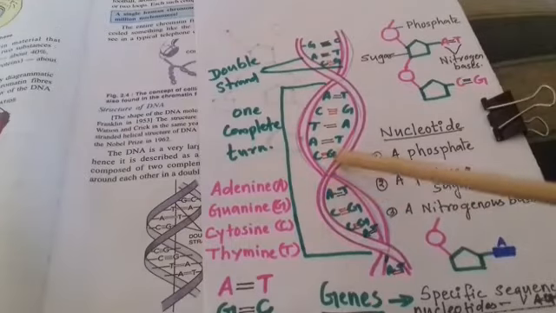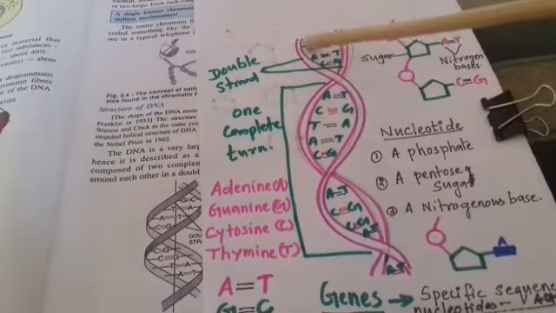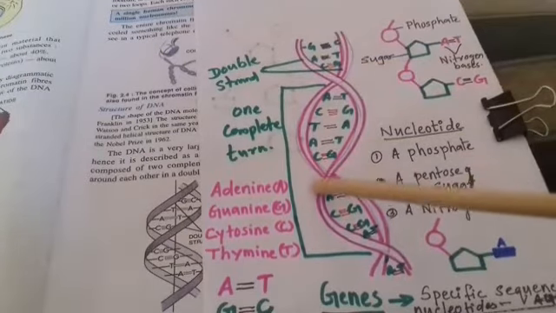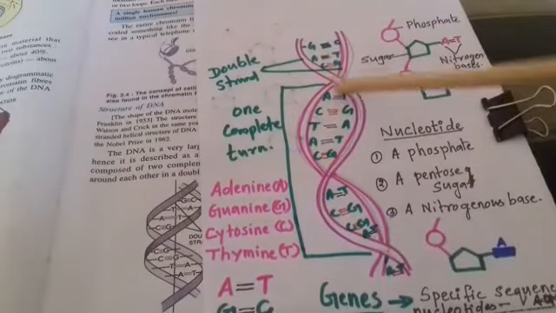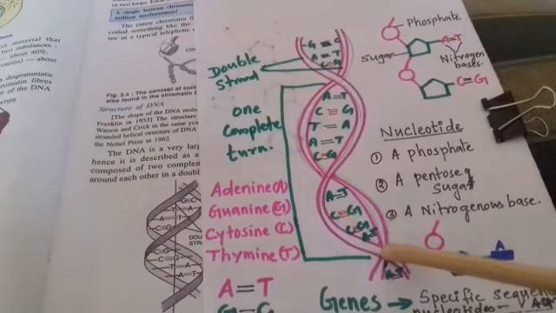This structure was discovered by Watson and Crick, so it is known as the Watson and Crick model. Here you can see the spiral coiling, one coil. This one is a complete coil from here to here. This is a single coil, one complete turn.